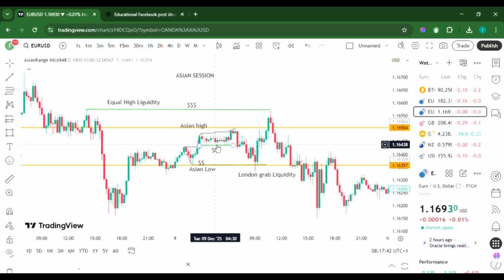Price needs to come down and sweep this liquidity before you can see any serious move in the market. This right here is a liquidity sweep. The market grabs this sell side liquidity. And this is the first sign that the London session is about to deliver a cleaner move.